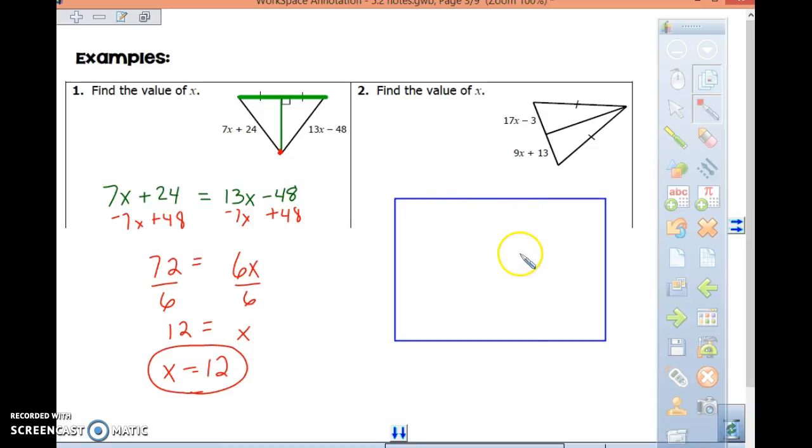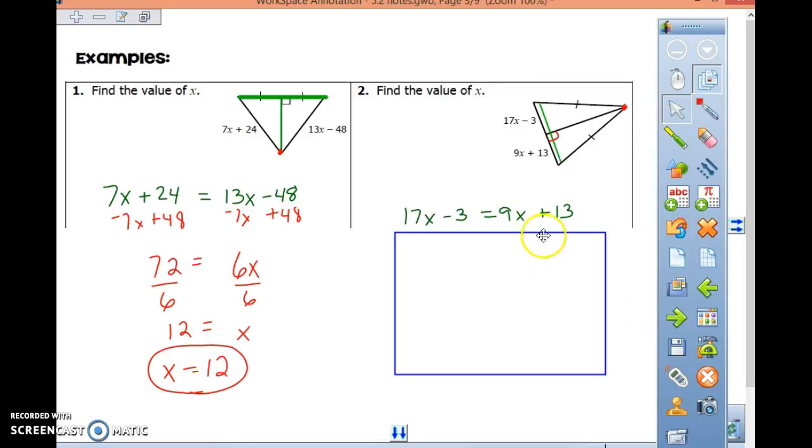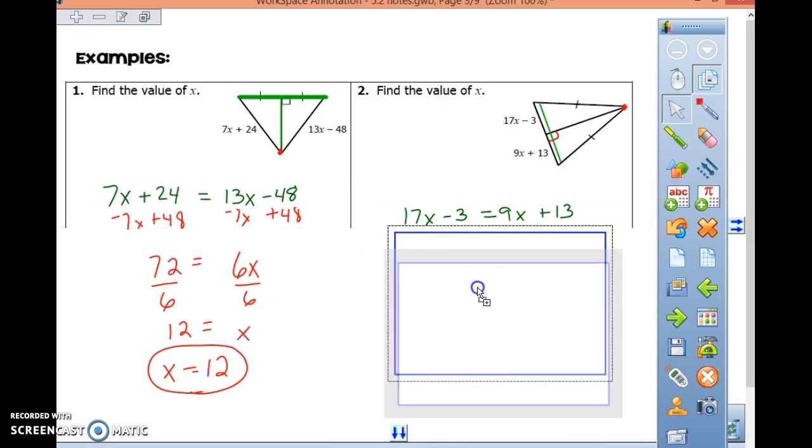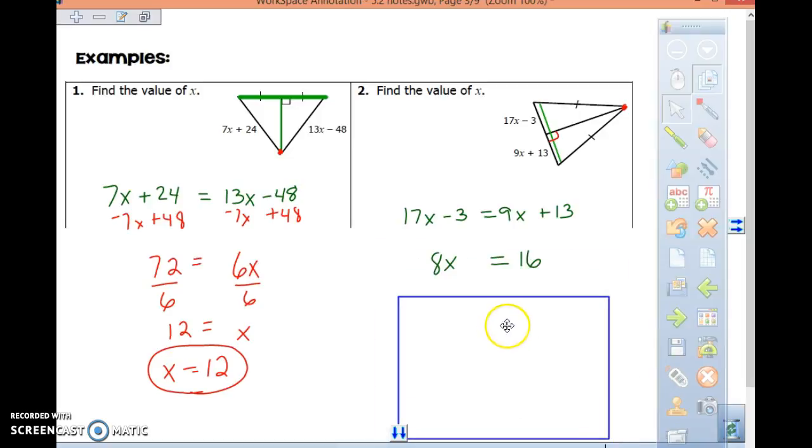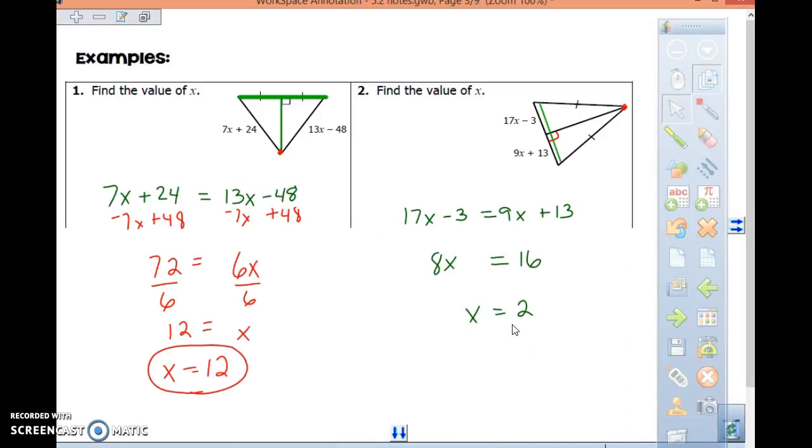Number 2. In this case, I think we're looking at the converse. So we have a segment here, and we have a line that touches that segment. If we pick a point on that line and it is equidistant to both endpoints, and it is equal, that means that that line was a perpendicular bisector. So our equation is that they are equal. So getting our letters together, subtracting the 9x, adding the 3 gets us to 8x equals 16. Dividing by 8, our answer is 2.